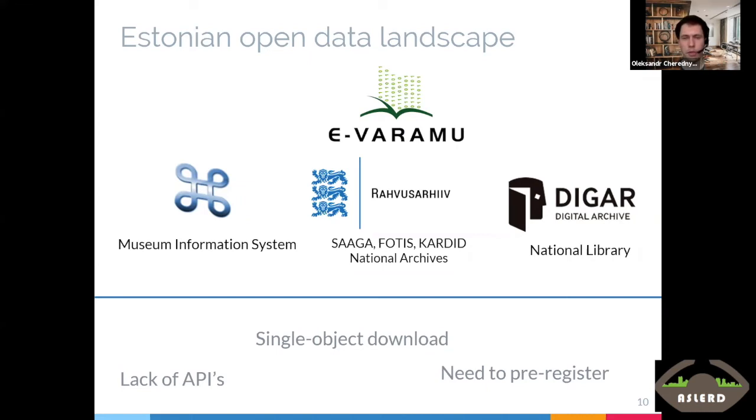And based on the application of the proposed principles, we were able to identify several pitfalls. So first of all, there is a complete lack of APIs, meaning that although data is available on the portals, it's not quite machine readable, and it can't be interacted with and integrated in other services. Then another problem is the single object download. So for example, the old maps and the pictures are downloadable one by one, and there is no approach to have them embedded or downloaded in bulk.